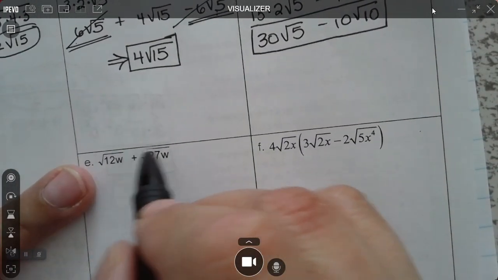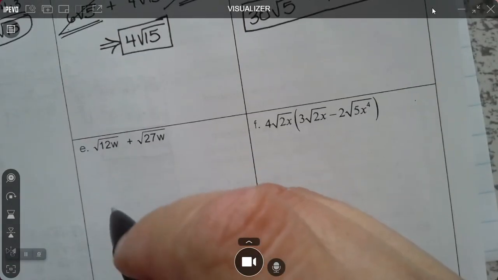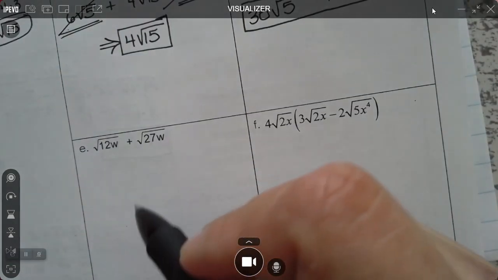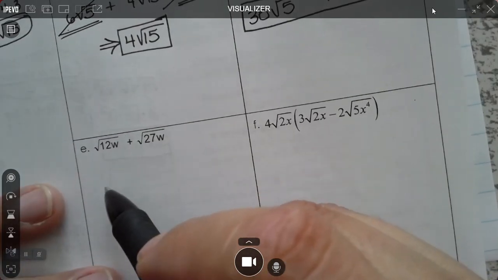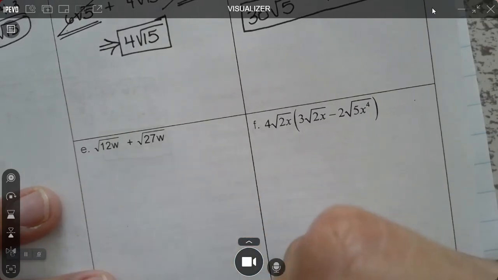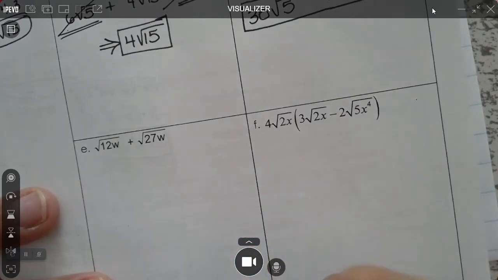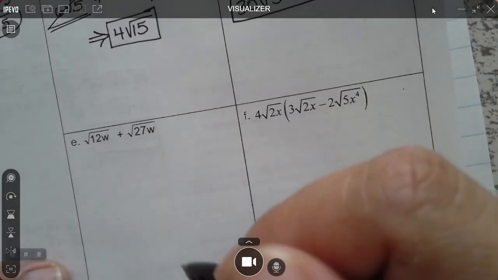Okay, so here we go. Are these like terms, Gabby? Why not? Because why? Is the inside of the radical sign the same on both of them? No, they're not like terms. Clear?